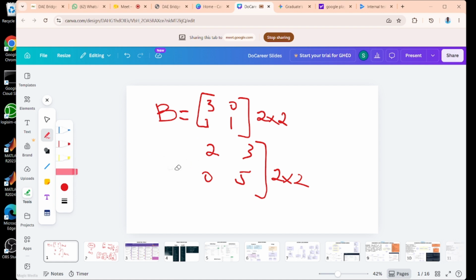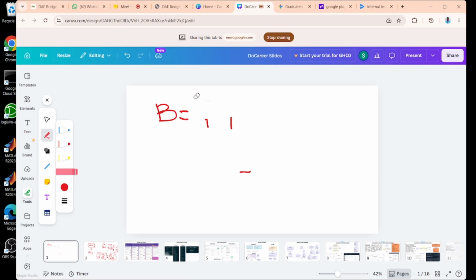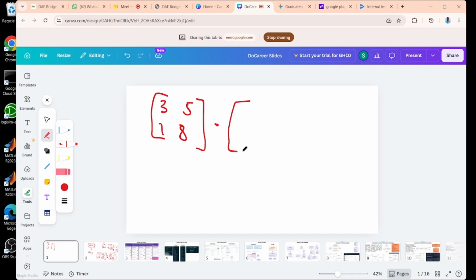I'll just change different numbers. No problem about that. Let's say we have two matrices that we are multiplying. The first matrix is 3, 5, 1, 8. That's multiplying another matrix, 3, 2, 1, 1.